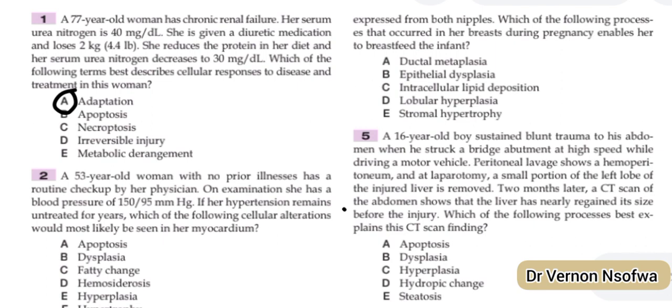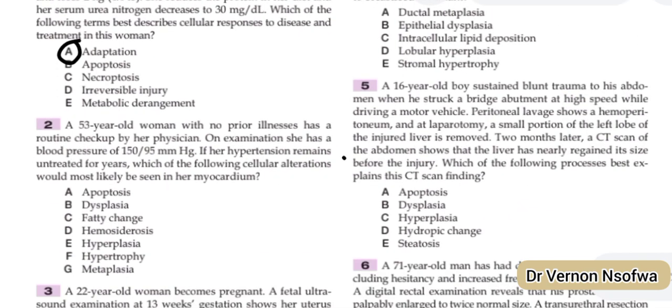Irreversible injury, I'm not going to waste time on that. That is self-explanatory. Metabolic derangement is simply talking about defects in the metabolic pathways, for example, the production of ATP. Those things are associated with irreversible cell injuries. Okay, so the answer there is adaptation.